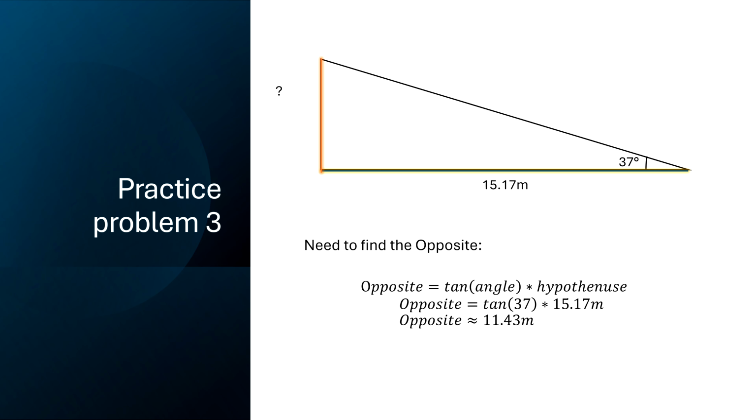In the following problem, we will use the tan function to find the opposite by plugging the angle into the tan function and multiplying it by the adjacent length. You can also notice that I used the same angle as the previous problem, as well as the same adjacent length. Therefore, the opposite should have the same length, considering the triangle is the same. And such is the answer we get, with the opposite being 11.43 meters, which, as you recall, is the same answer as the first problem.